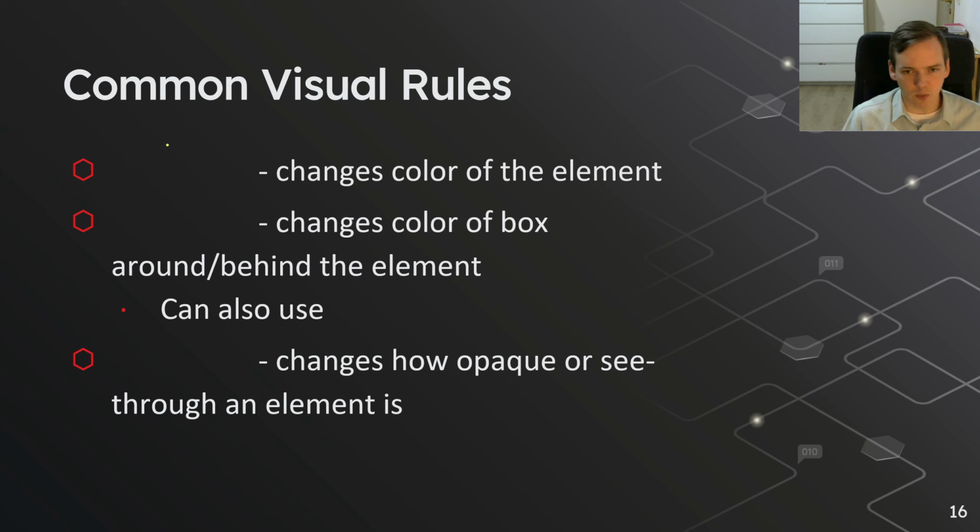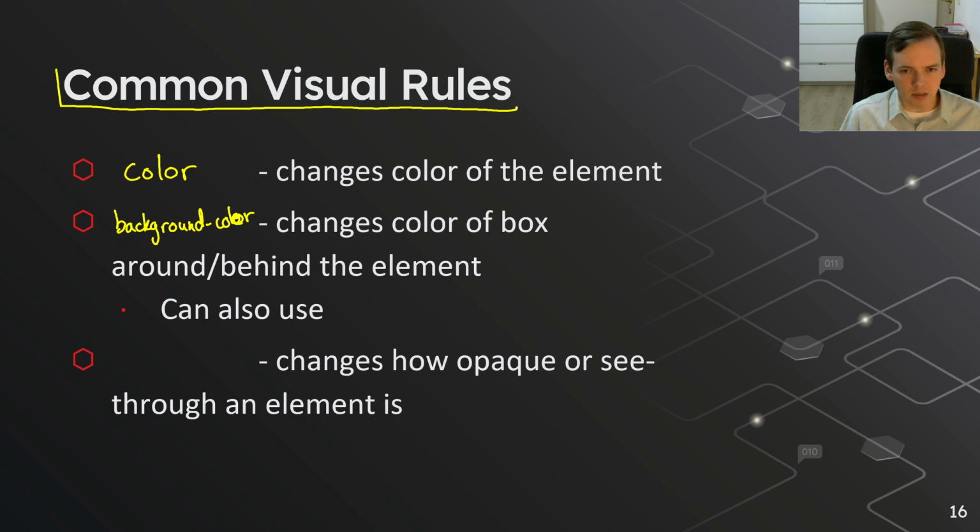Some other common visual rules that we use, there's color. So if you type color, that will change the color of an element. If you type background-color, that will change the color of the box around or behind the element. So all of our text, when it's on a web page, are in these boxes. All of our pictures and stuff are in these boxes, which we'll talk about later. But basically, the background changes the color of everything behind the text.